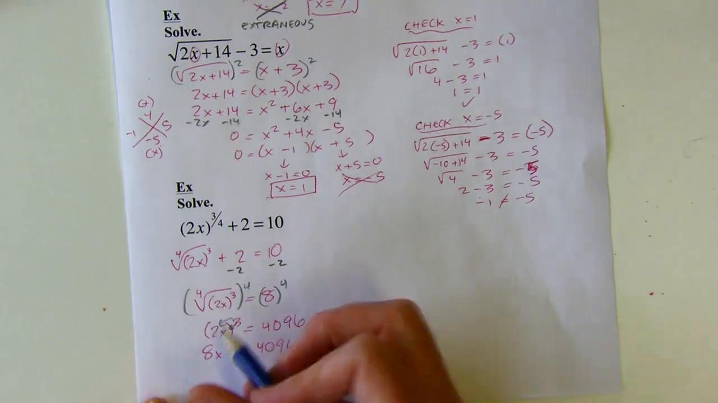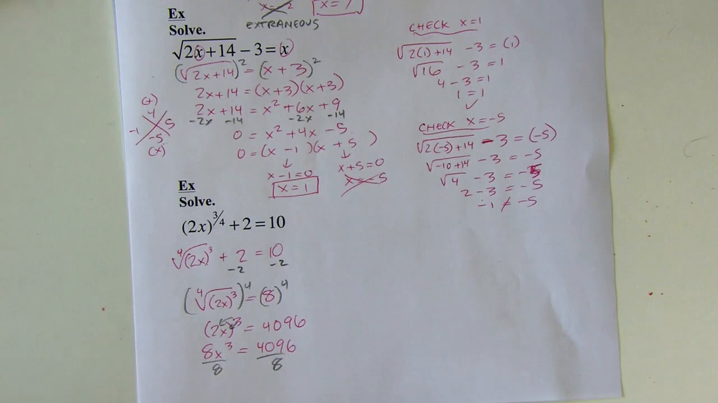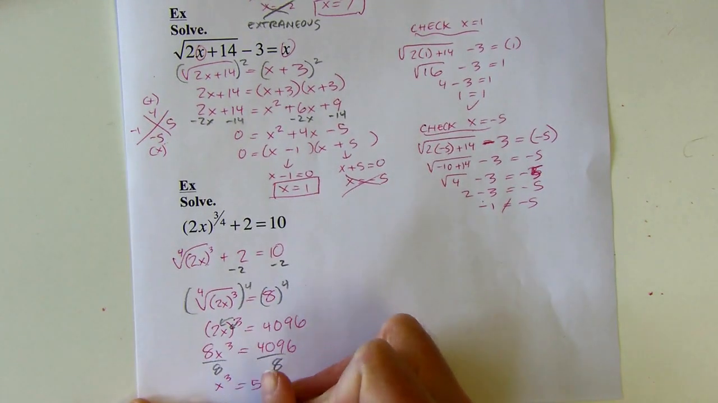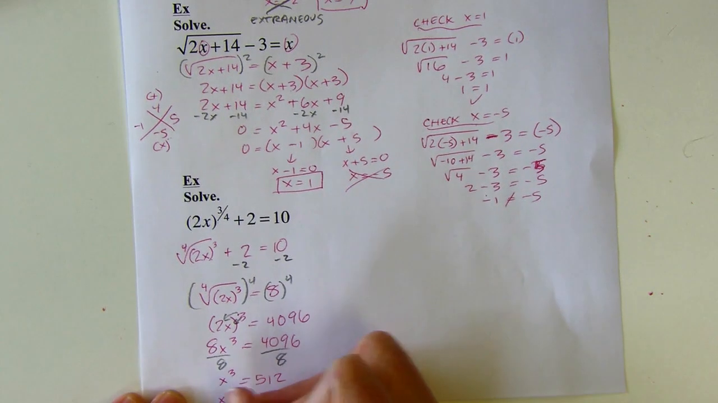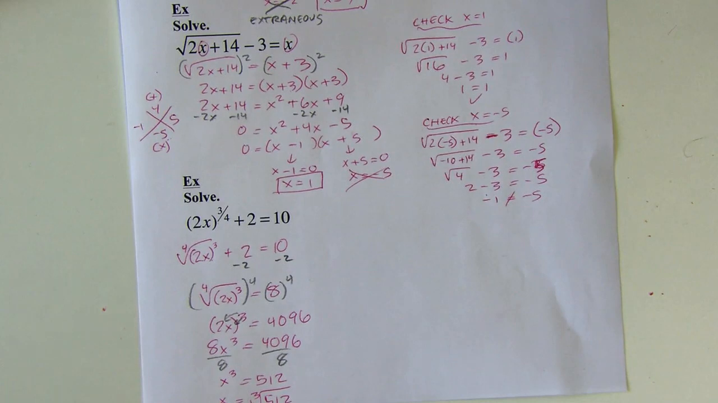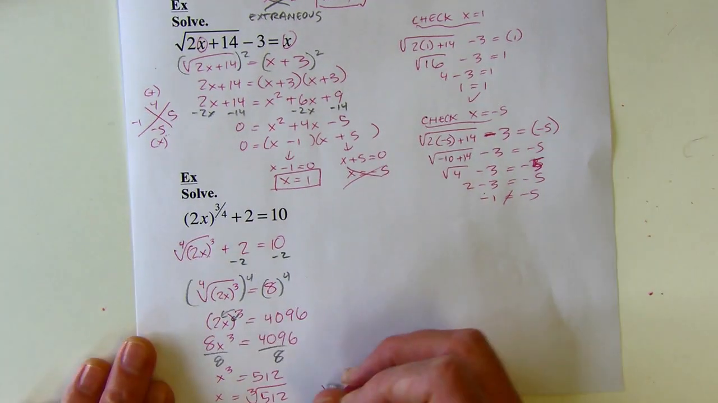And then the next thing I'd want to do is divide by 8. So back to my calculator. That's going to give me 512. X to the third equals 512. Okay, and then I'm going to take the cube root of 512. Let's see. And that, okay, that's not going to come out. Actually, I made a mistake on my calculator. Cube root of 512 is 8. So that means x is going to equal 8.